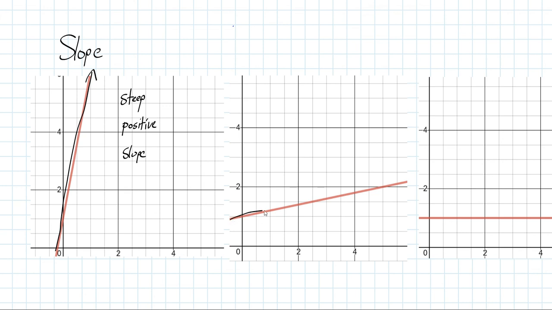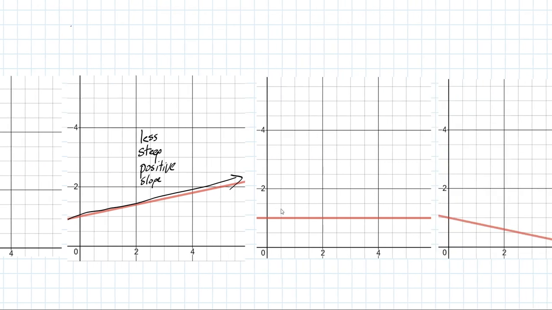Here, reading from left to right again, this is not as steep. So these terms are not precise. We'll assign values to these later. But this is a less steep slope that is also positive. If we have a line that doesn't go up or down, so it just goes from left to right but doesn't go up or down, this slope is equal to 0. No slope.